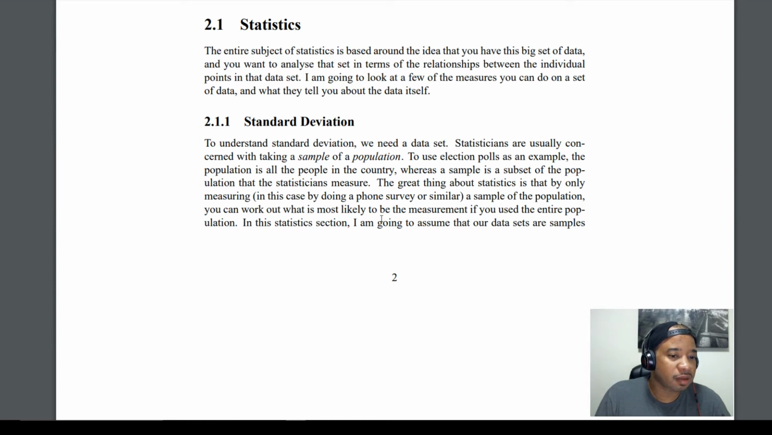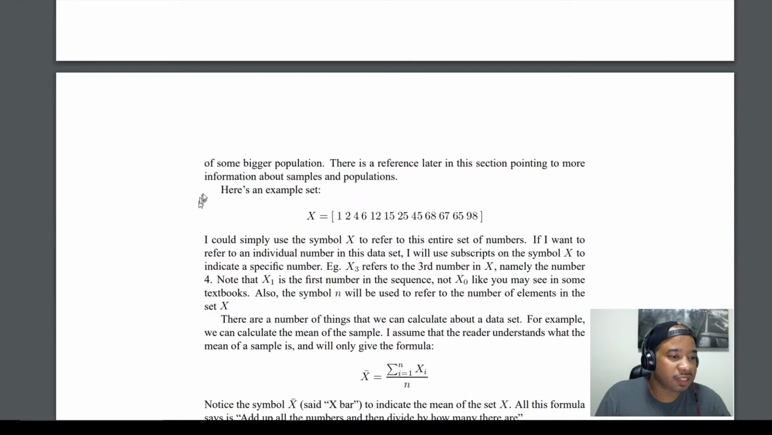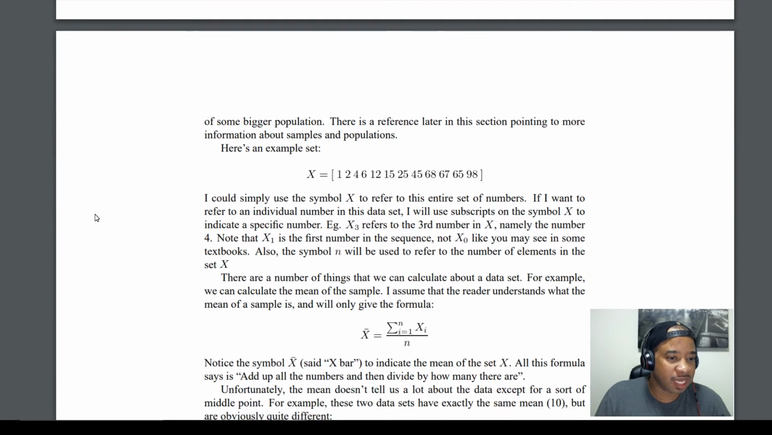So yeah, in this statistics section, I'm going to assume that our data sets are samples of some bigger population. So there is a reference later in this section pointing to more information about samples and populations. Here's an example of a set.